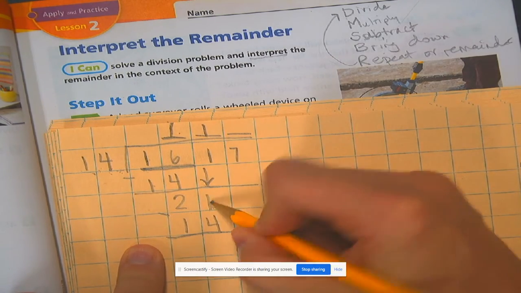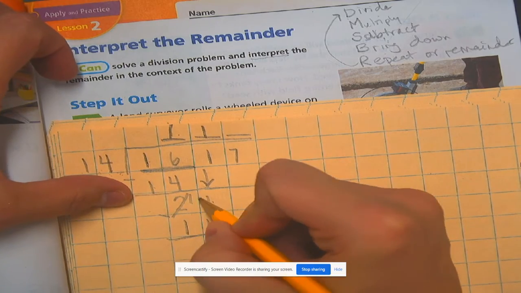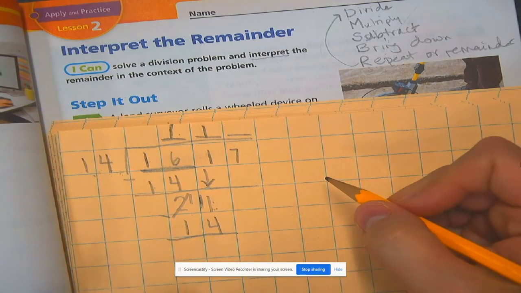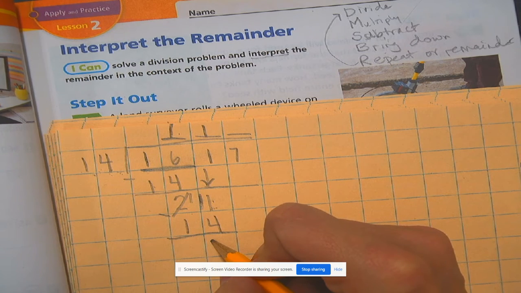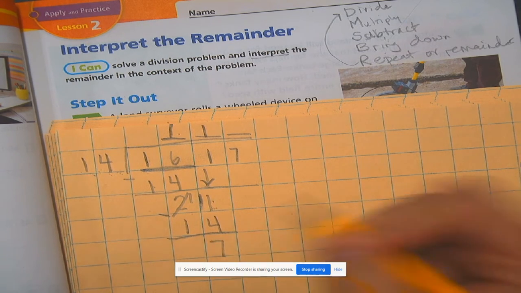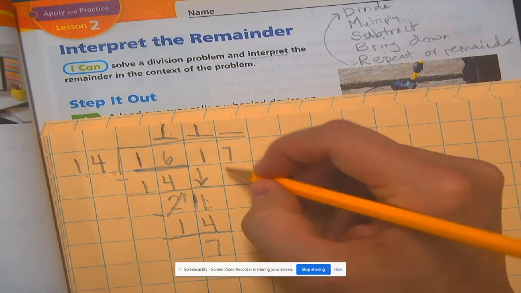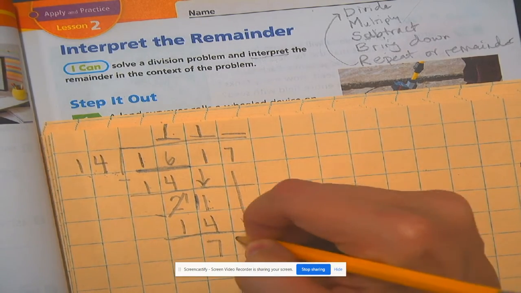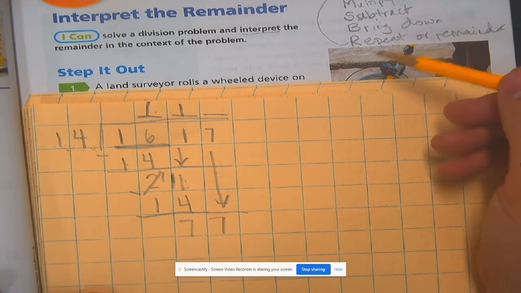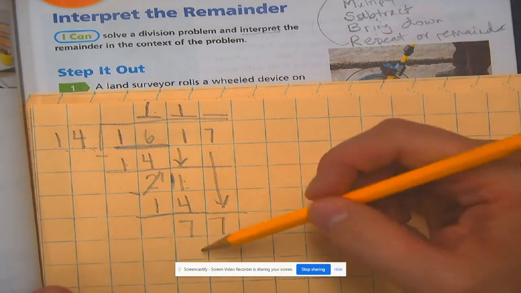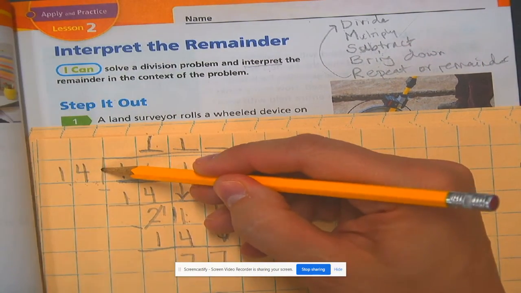Subtract. Can I take 4 from 1? Nope. So I need to regroup. 11 minus 4 is 7. Good. Is there anything to bring down? Yes. Okay. So since we brought something down, Rover becomes our repeat. Go on back up to divide. 77 divided by 14.